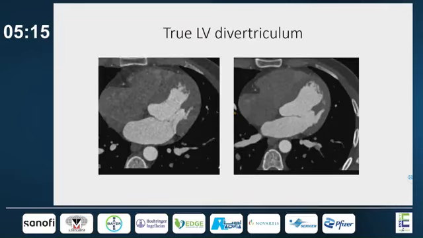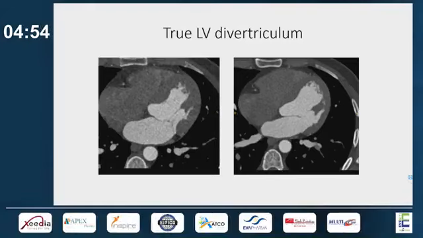This is a case of outpouching of the left ventricle, which is large during diastole. This is taken at 18% of the cardiac cycle, and this is taken at 40% of the cardiac cycle. During systole, there is contraction of the myocardium and the diverticulum is much smaller than during diastole. Outpouching of the left ventricle means three differential diagnoses: either pseudoaneurysm, a true aneurysm, or left ventricular diverticulum.